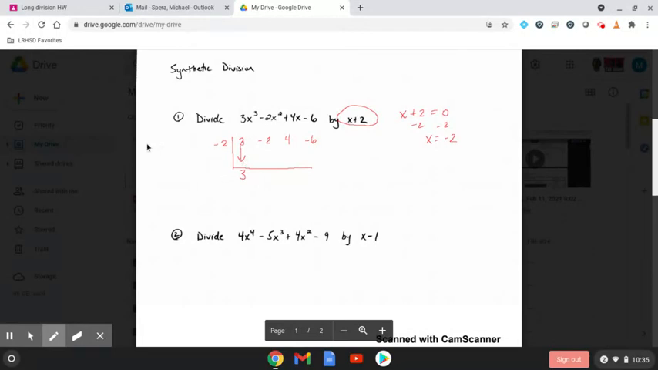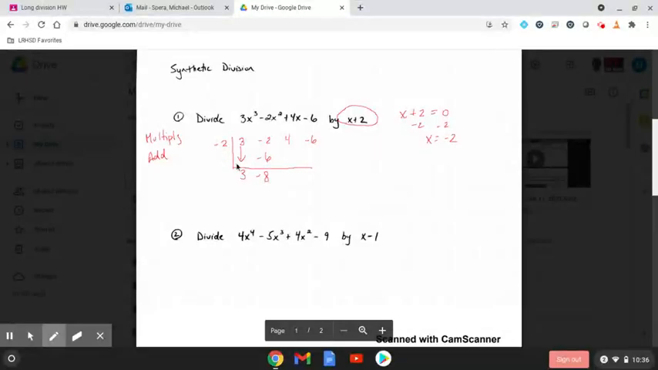Okay, after we set it up, we get started by dropping down the first term. And then we're just going to get in this pattern of multiply and add, multiply and add, multiply and add. So numbers on the outside, negative 2 times 3, we multiply. We put the result in the next column. Then we add. Negative 2 minus 6. Now, I say add, but really combine, subtract. It's combining like terms.